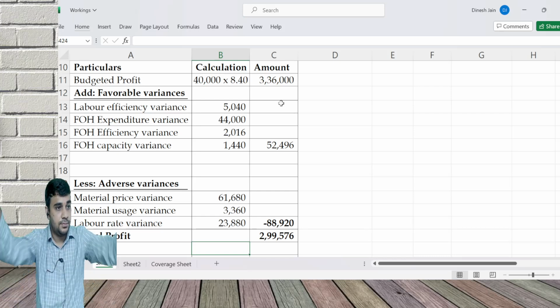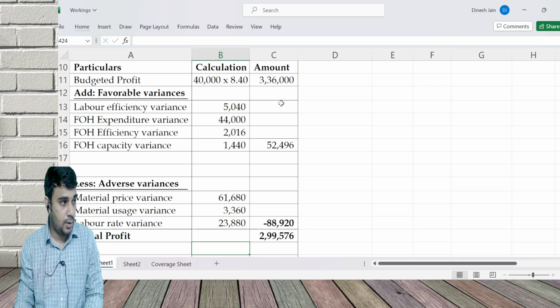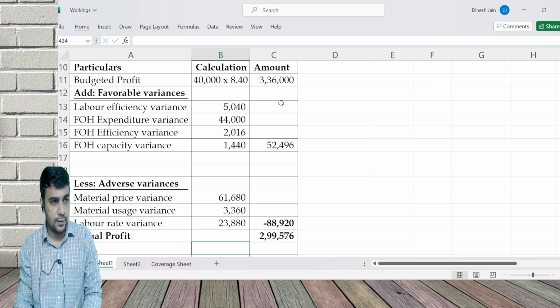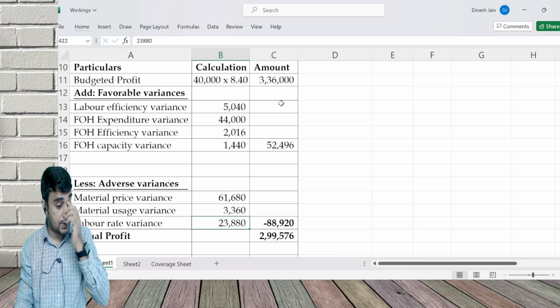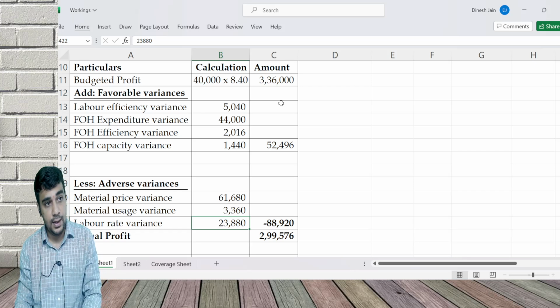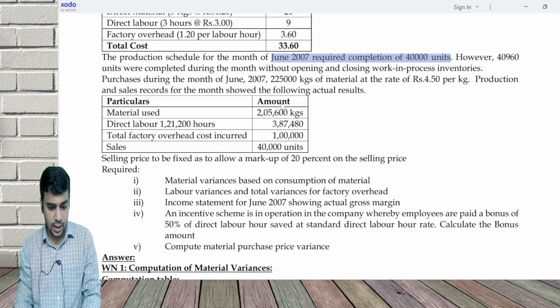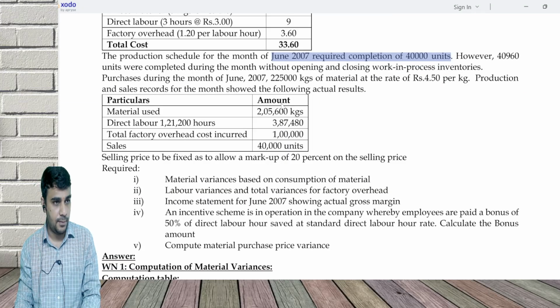Any doubts on this? Clear? Can you proceed? Ideally, both will give the same answer. That's what. So, labor rate, I wrote the incorrect number. That is why you saw some difference. Any doubts on this? Can you proceed? Clear? I'll do the next two parts after a break of 10 minutes. So, we'll take a break and then resume and close those two parts.